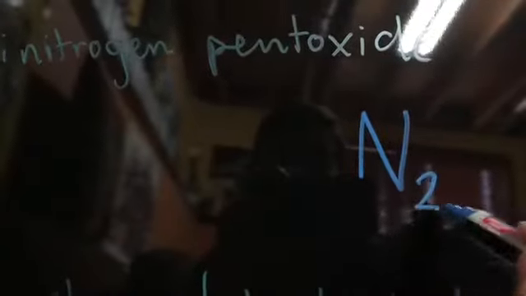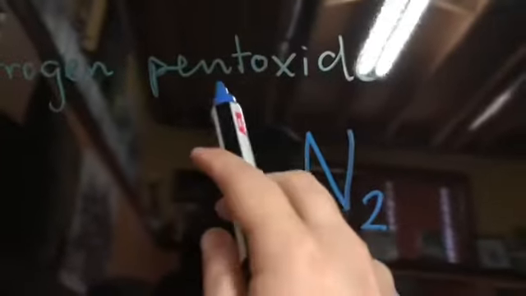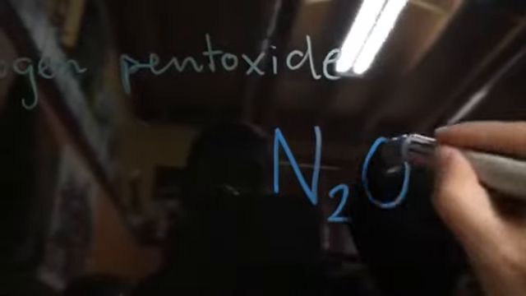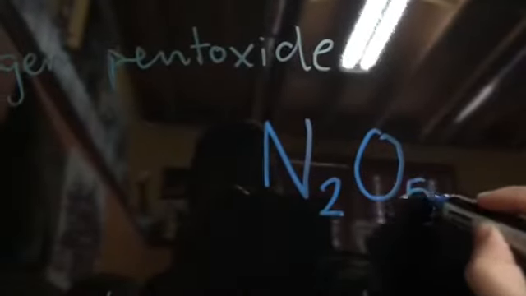Here's another example, dinitrogen pentoxide. So we have nitrogen, which is N. We have the di in front. Di means that we have two. And then we have pentoxide. So oxide is O, and the penta means 5.